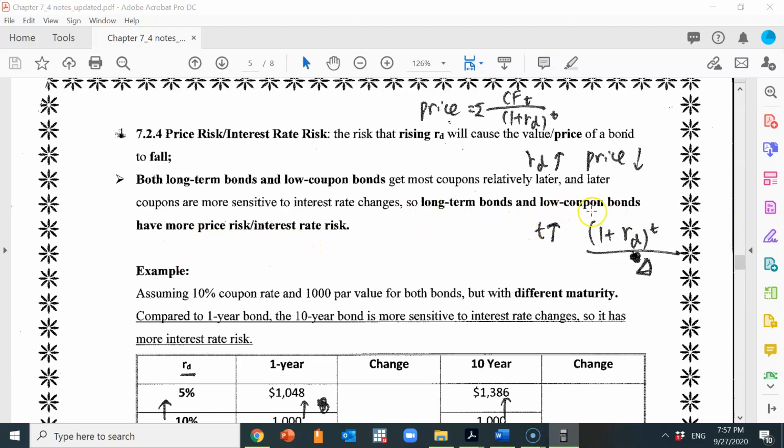So for long-term bonds, they have higher price risk or interest rate risk. Or for low coupon bonds, the money comes later. T is larger. So also, it has higher price risk or interest rate risk.